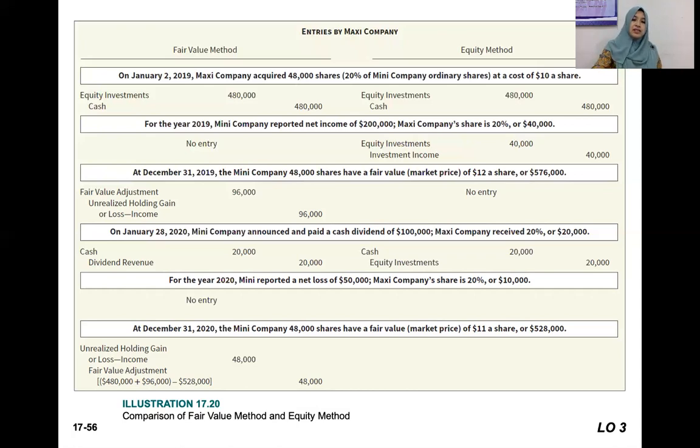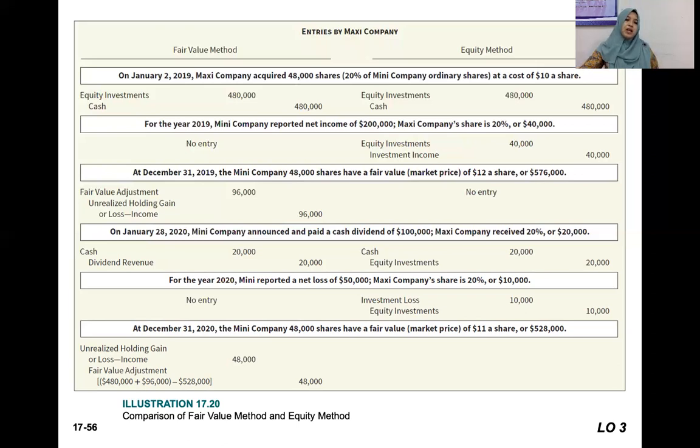Okay. Let's say next year, the investee reports a net loss of 50,000. The investor's share is 20%, so the loss proportionate to the investor is 10,000. Under the fair value method, we don't need to record anything. But under equity, yes, the loss will decrease the equity investment. So we debit investment loss and we credit equity investment.